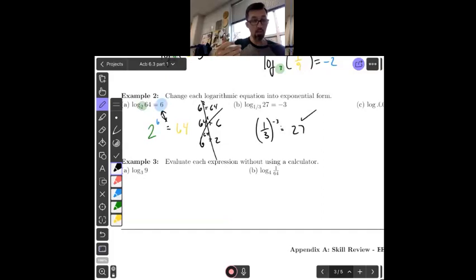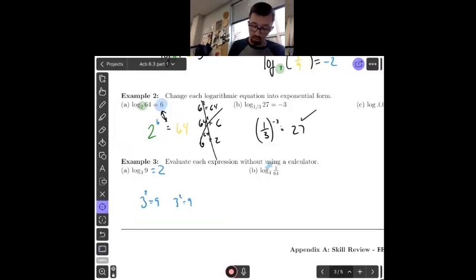Log base 3 of 9. What does that mean? Tell me what it's equal to. Your job is to say this is equal to whatever. Well, log base 3 of 9 means 3 to the what equals 9? 3 squared equals 9. So log base 3 of 9 must be 2. Okay. Andrew, what does this mean?